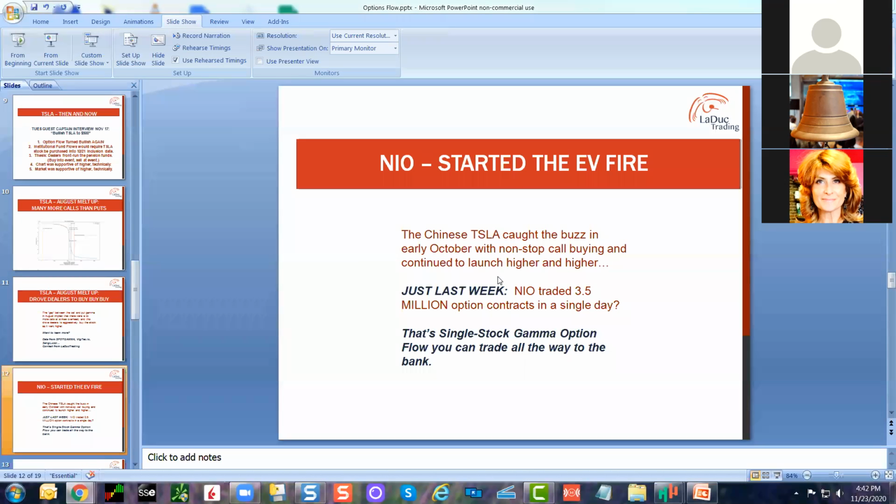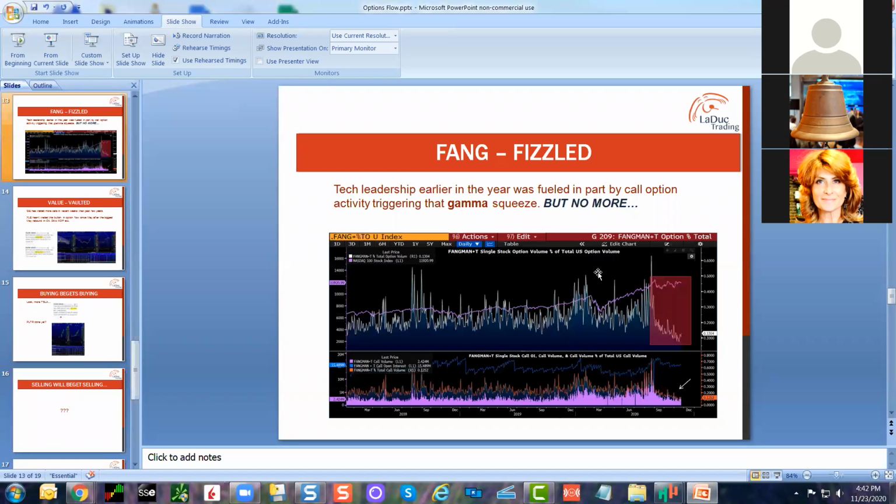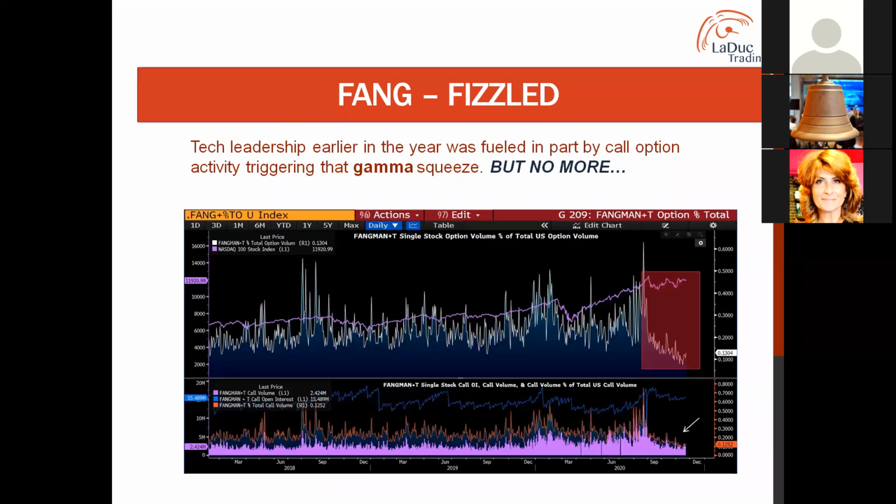And the EV plays as a sector saw ginormous inflow. NEO, LI, XPEV were the absolute tells, and then all kinds of other things started percolating. It's what I love about trading: you can see when the sharks start to smell blood. It's just a feeding frenzy, and that's what happened with the EV plays.